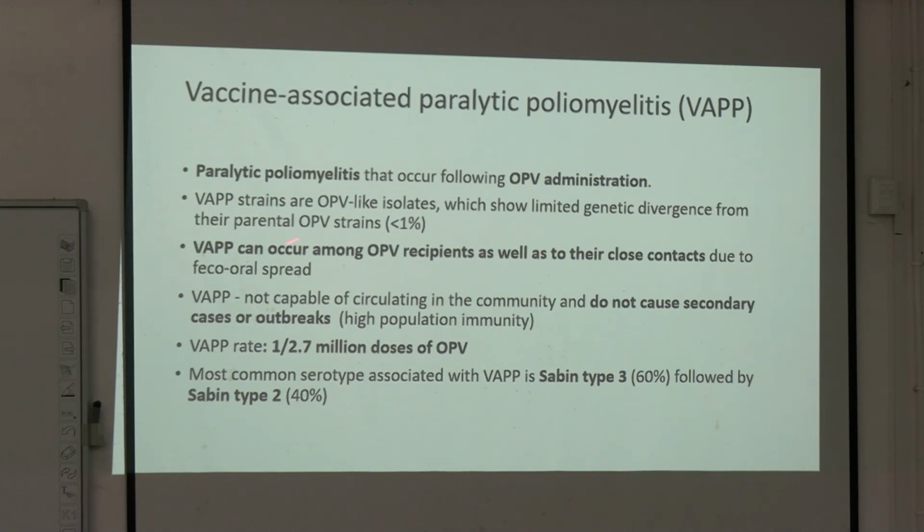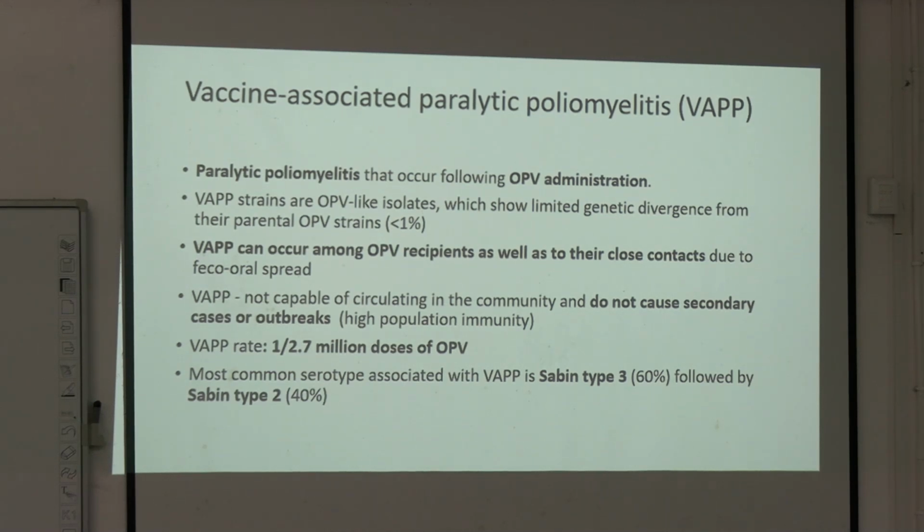VAPP can occur among OPV recipients as well as to their close contacts, but the only thing is that it is very rare. If 2.7 million doses of OPV are given, then there will be one case of VAPP. So it is a very negligible amount that can occur. Next is vaccine derived poliomyelitis. We'll see what it is.